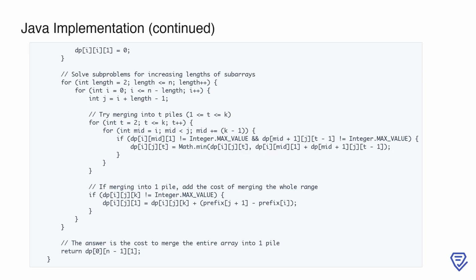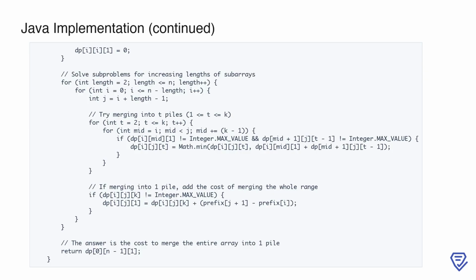Now, we proceed to solve the subproblems for increasing lengths of subarrays. For each subarray length, we iterate over all possible starting indices i and calculate the ending index j based on the length. The goal is to determine the minimum cost for merging the stones in the range i, j into different numbers of piles. For t piles, where t ranges from 2 to k, we explore dividing the range into two parts. The division point mid is chosen such that the left part merges into one pile and the right part merges into t-1 piles. If both parts are valid, we update dp[i][j][t] with the minimum cost.